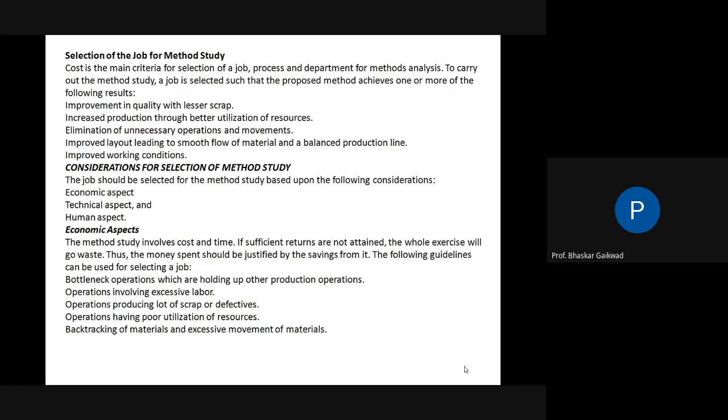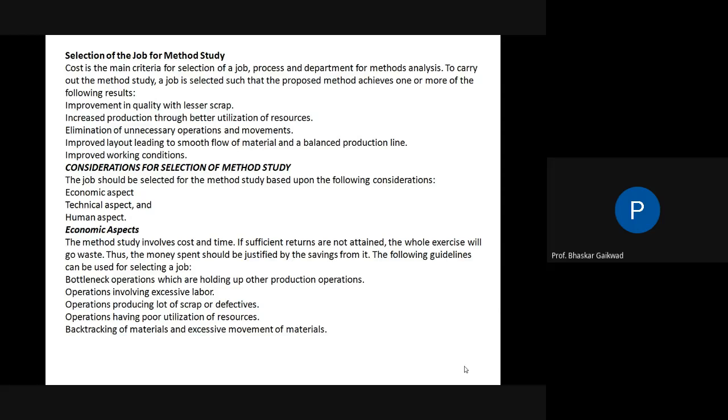Now, some selection points are also given here: economic aspect, technical aspect, and human aspect. In the economic aspect, the method study cost is very important. Sufficient return should be there. If return is not there, what is the use of doing the jobs? Some bottleneck operations, some problems in doing the operations, you have to avoid. The operation should not be expensive, and expensive labor should not be required. Expensive means higher-salary labor.